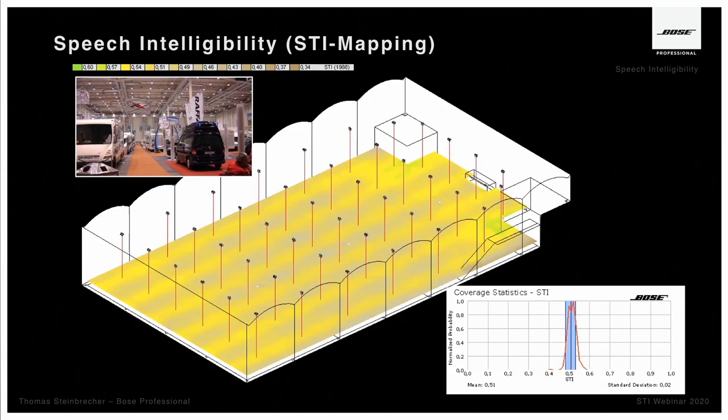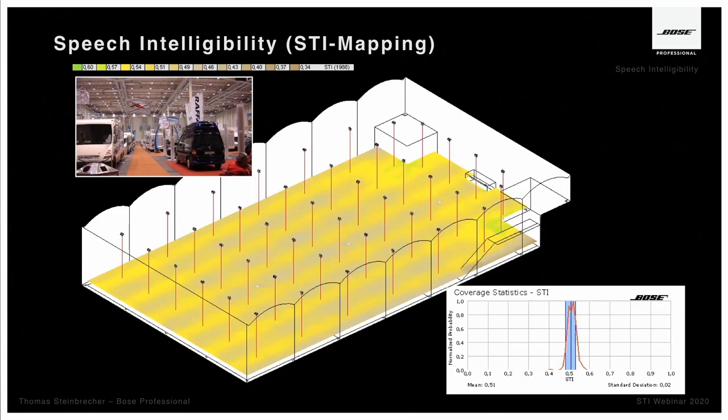So this is a sound system for a large trade fair hall. You can see a little picture in the upper left with an exhibition. It's a distributed system, quite large hall. I think it was like 25 meters high or something. So we have distributed horn systems in the ceiling.